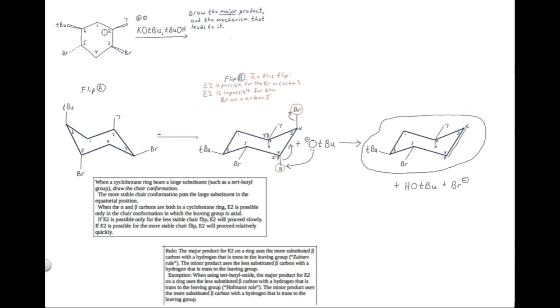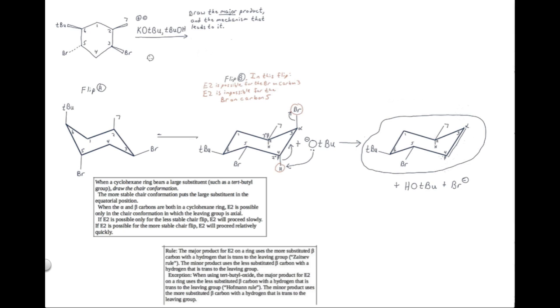Notice again that this problem never mentioned chair cyclohexane. And remember that for most cyclohexane problems with E2, you don't need to draw the chair. But the clue here that we should draw the chair was, first of all, there was a large tert-butyl group, and the other clue was simply that this problem was complicated enough that there was a good chance that the chair pictures would help us to resolve the complication.